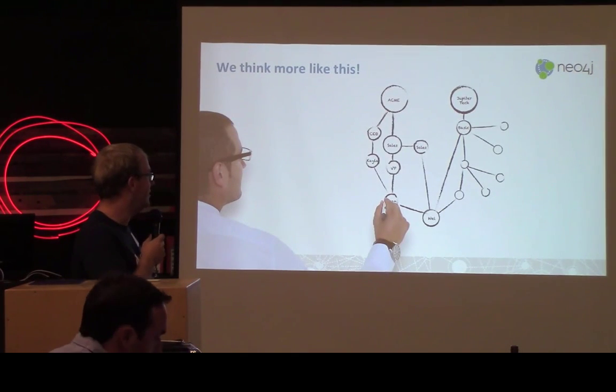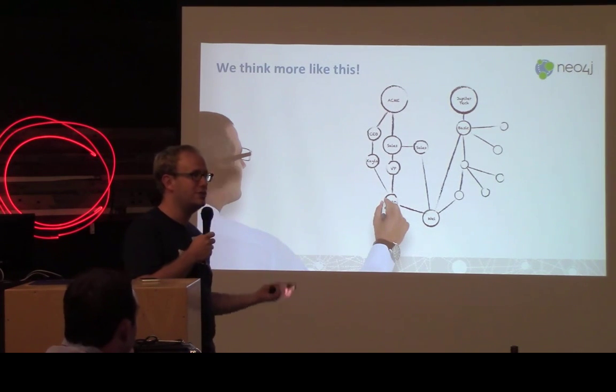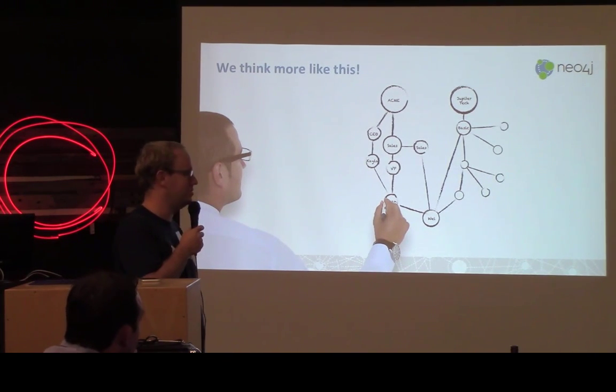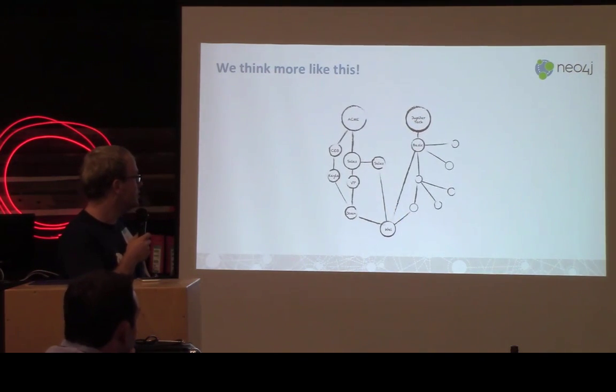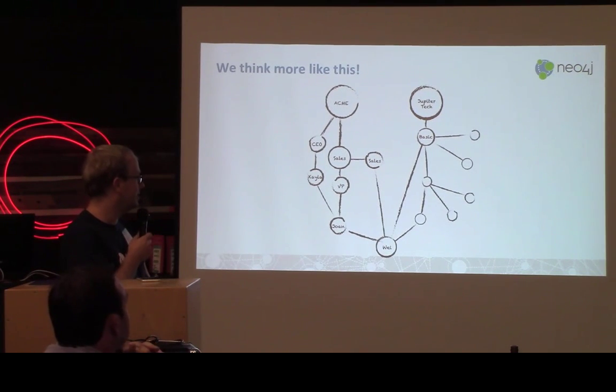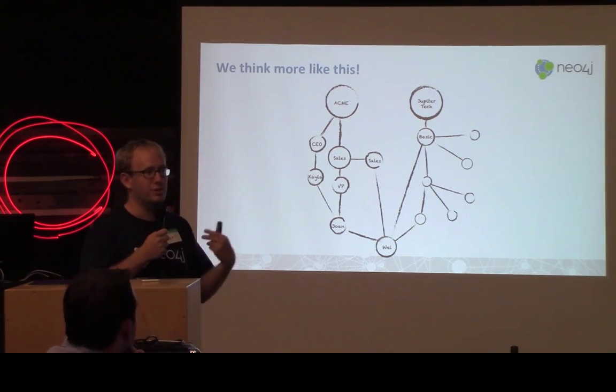Your mind really thinks something more like this. It thinks about nodes and relationships, or objects and relationships between those objects. And this is what you would put on a whiteboard. You would go and map out something like this. This is about different organizations and the organizational structure. But this is what you're thinking about when you model your data.